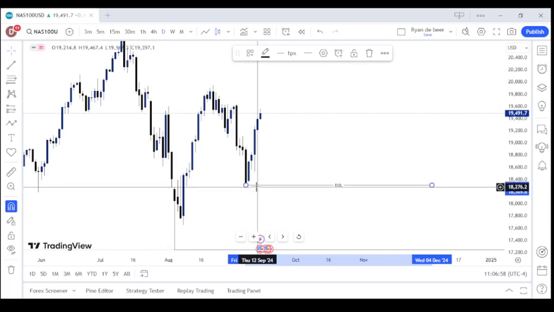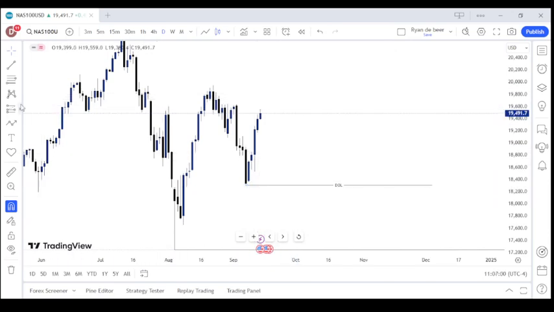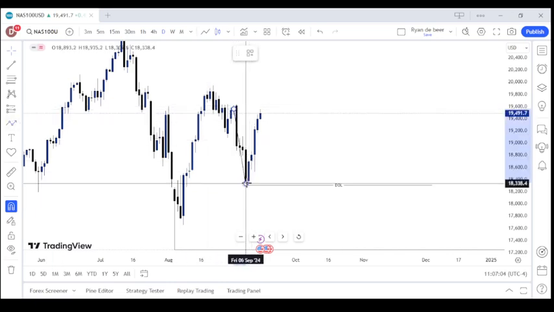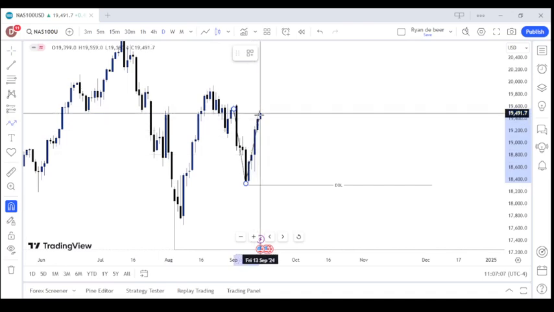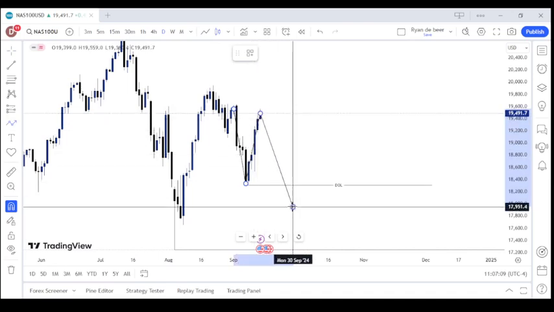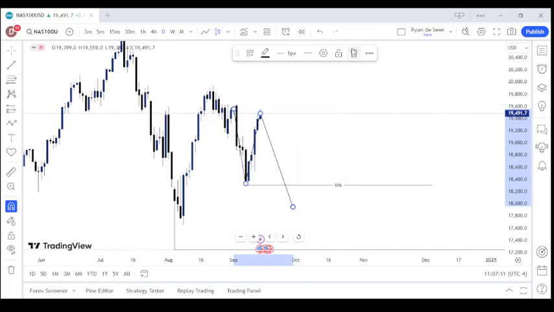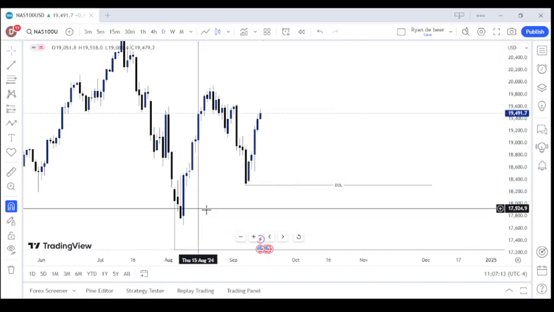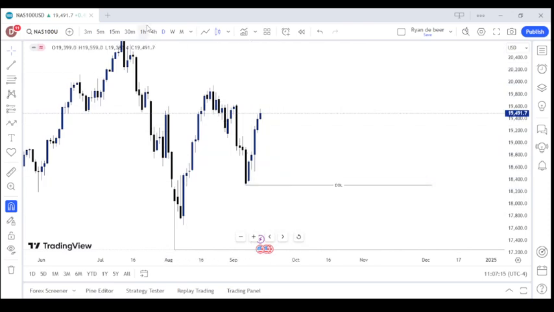The reason this is going to be my draw on liquidity on my daily time frame is because a lower high is formed, and then a lower low. Understand? It's just how a down trade would run. So this would be my draw on liquidity on the daily time frame.